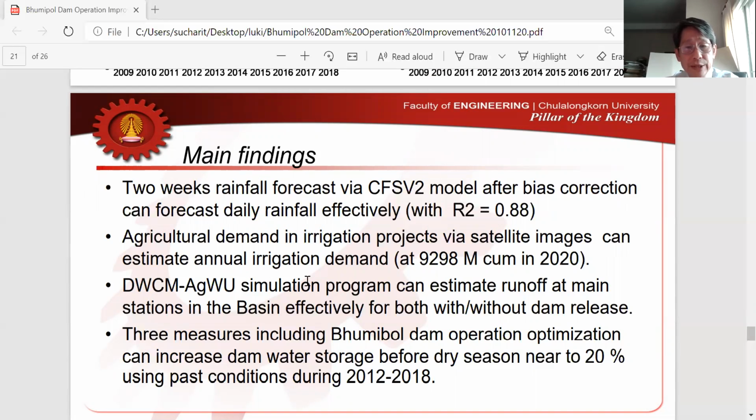The river runoff simulation can estimate the runoff at the main station effectively, both with and without dam release. With this program, we can also estimate the runoff from rain side flow directly, so that we know the certain runoff in the area and can also reduce the dam release. So with these three measures, including the Bhumibol dam operation optimization, we can increase the dam storage before the dry season by about 19%, using the past conditions during 2012 to 2018.